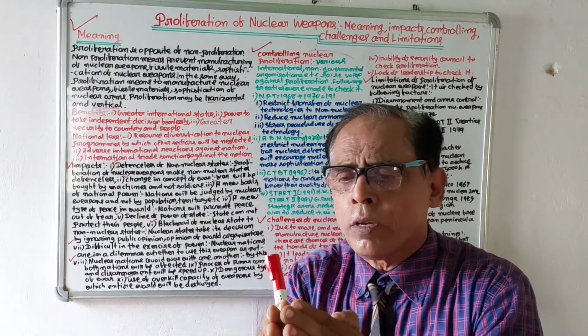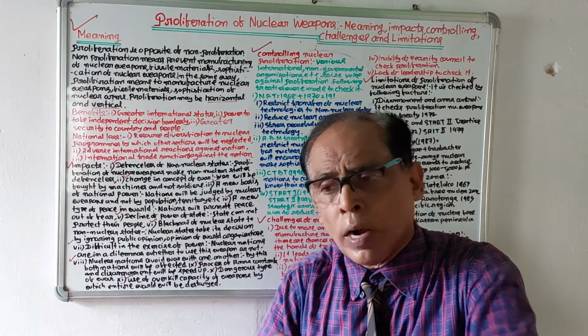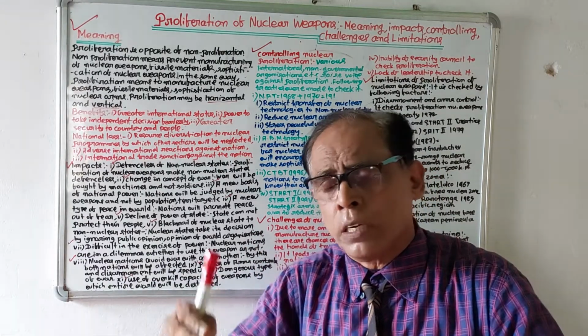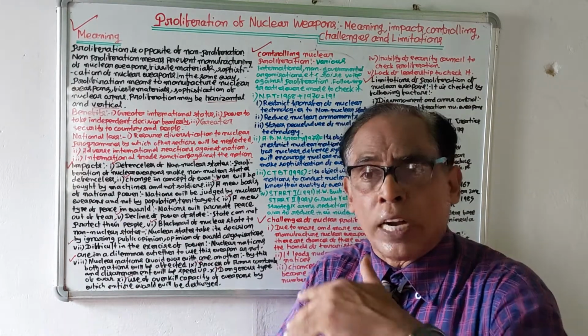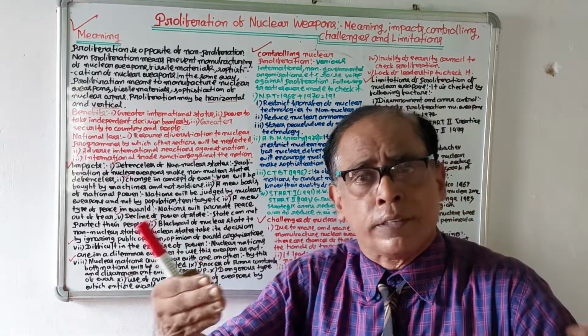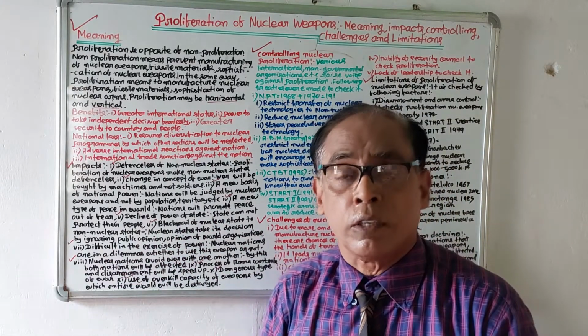So we are clear what is proliferation of nuclear weapons, and what are its types: vertical proliferation and horizontal proliferation. Then we have discussed what benefits a nation will have if it has nuclear weapons, and what losses a nation will have if it has nuclear weapons.